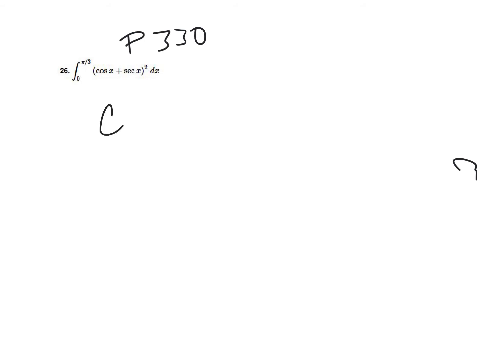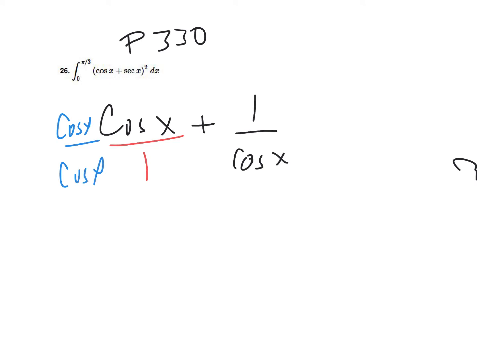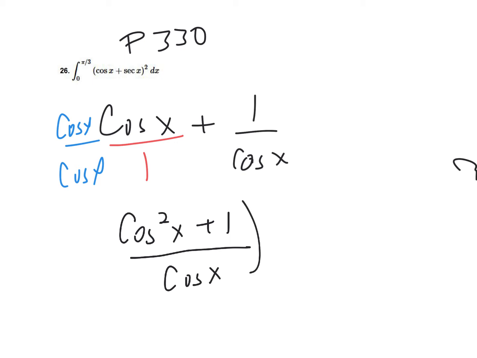So what I did is I wrote this as cosine x plus 1 over cosine x, because secant's the reciprocal of the cosine. And then this is over 1. I want to make this one fraction so that I can combine them and do some work with that. So I'm going to multiply by cosine x over cosine x, because this has the cosine x in the denominator, right? So that leaves me cosine squared x plus 1 all over cosine x. And this is being squared.